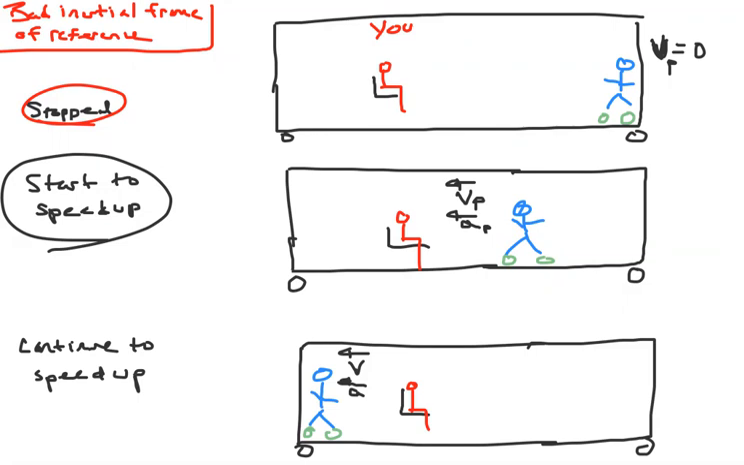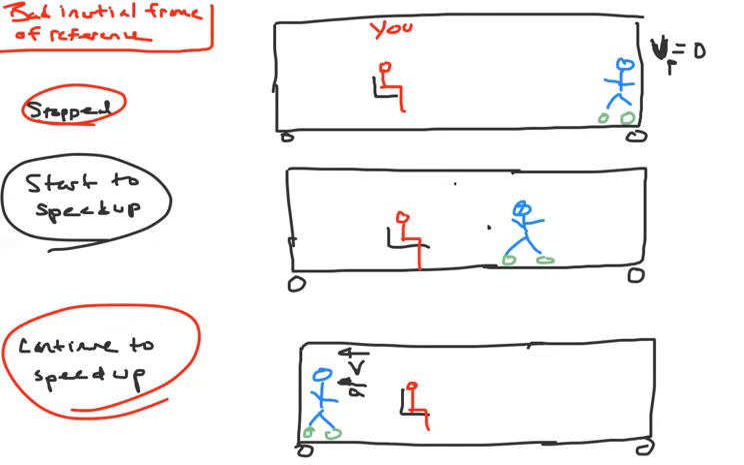When we're sitting in it, and so as that person starts to move towards us, they start to speed up. And then at the end, they make their way to the back of the bus. Well, this is a bad inertial frame of reference. Why? Well, when we draw a free body diagram, let's take this example right here.